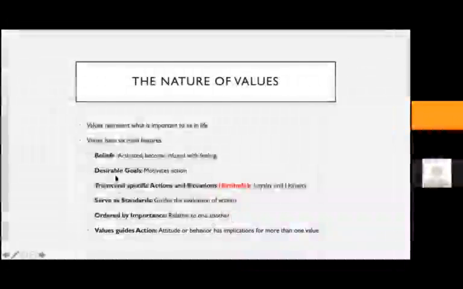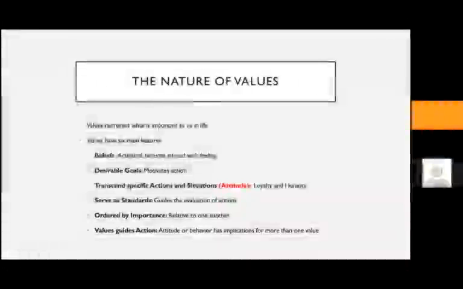The next feature is desirable goals. Values are what motivate the actions we take.